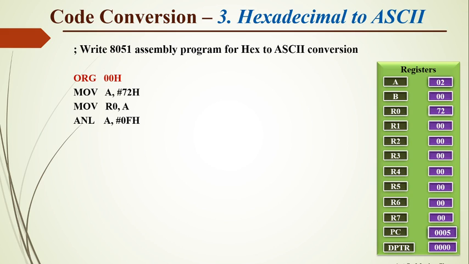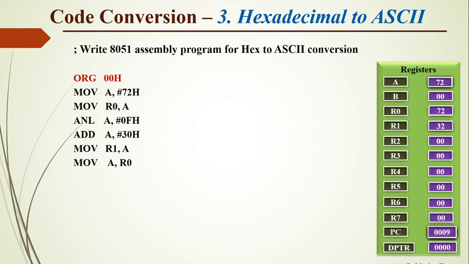After execution of the ANL instruction, the accumulator will contain the value 02H. To find the ASCII code for that 2, we are adding 30H to the content of the accumulator, that is 2H, and after addition we get the value 32H, and we are storing this into register R1. This is our first ASCII code, for 2.